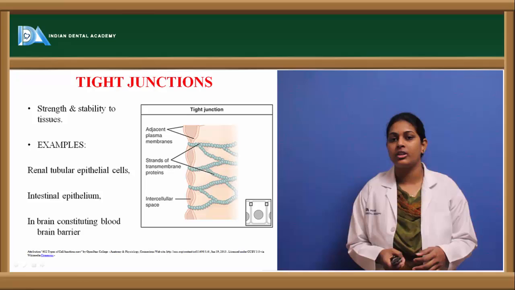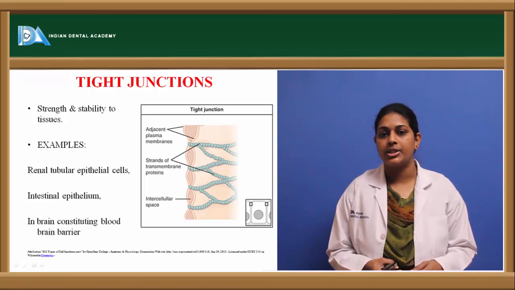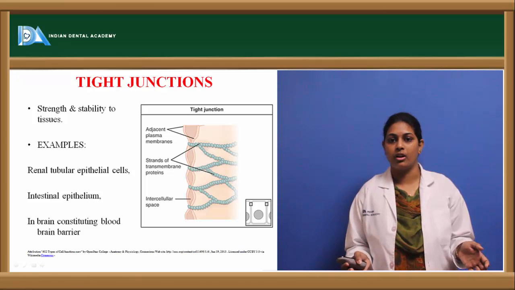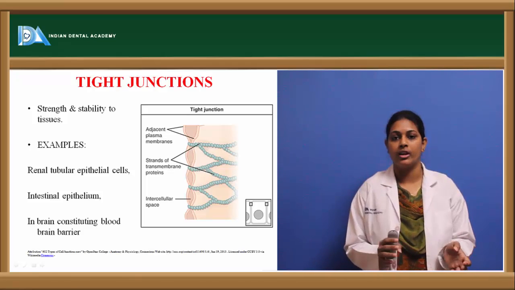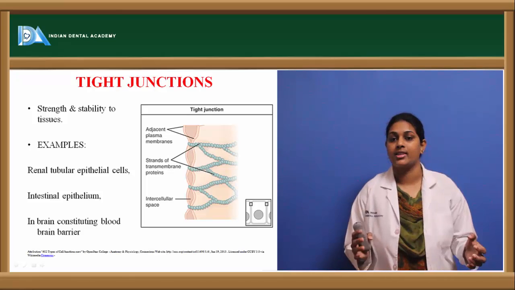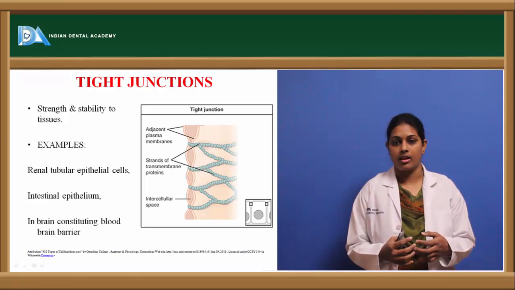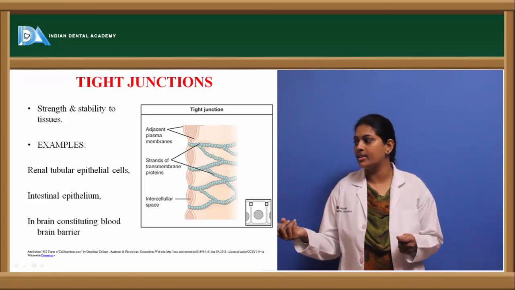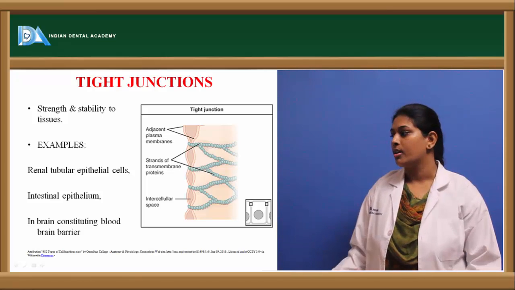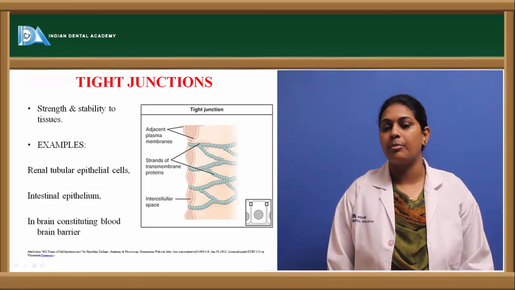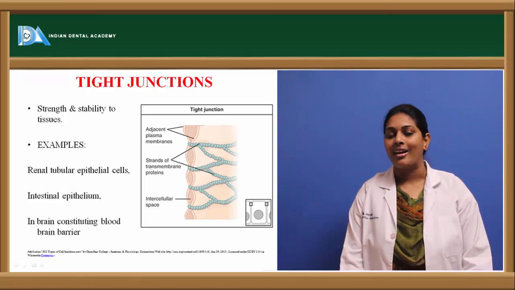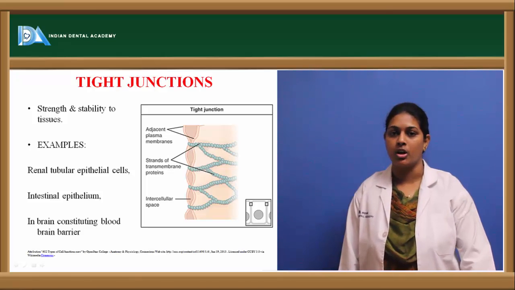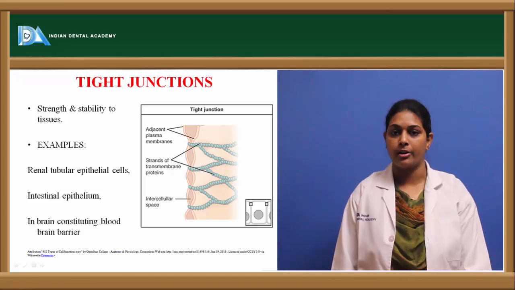The major function of it is that by binding the adjacent cells tightly, they share the strength of the adjacent cells as well as share the external stress existing on the superior part of the cell. So by this they provide strength and stability to the tissues. Examples are renal tubular epithelial cells, intestinal epithelium, as well as the brain, where they help in maintaining the blood-brain barrier.